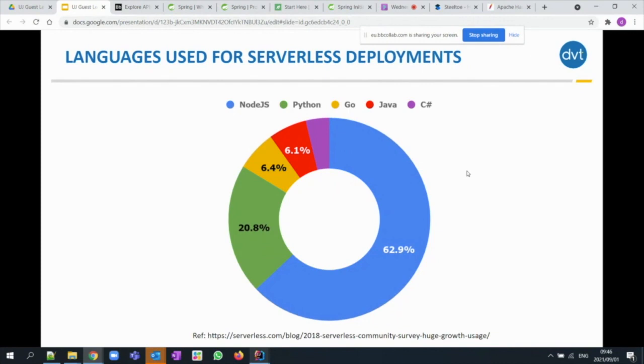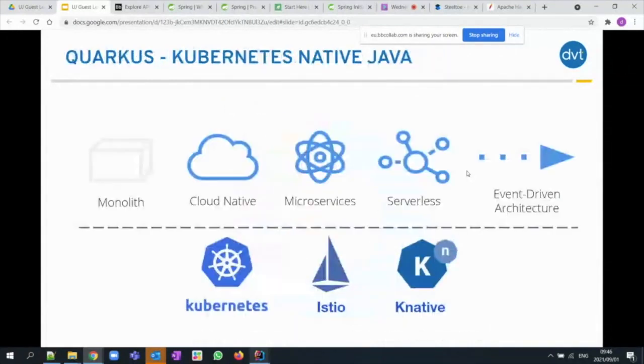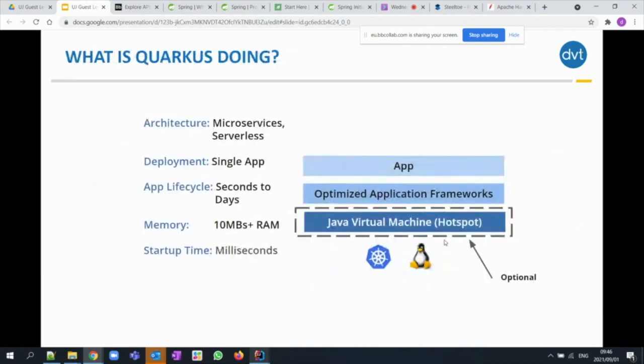So hence why Java was slacking a bit in that, just because of the way the JVM has been created and things like that. And Node and Python and Go, they were taking the step ahead around it. This was in 2018 or so, but the entire thing has been literally changed, all thanks to Quarkus. Quarkus is a framework that has been designed by the Java guys to be completely cloud native from day one. It doesn't matter if you are deploying it or running it via Kubernetes, Istio, or Knative or something like that, it will still run properly, and it has been designed with serverless and cloud native in mind.